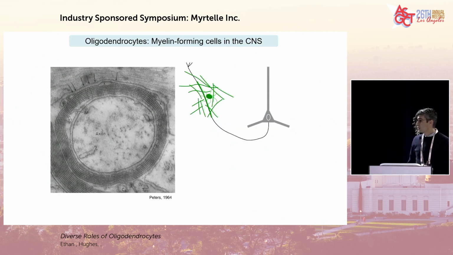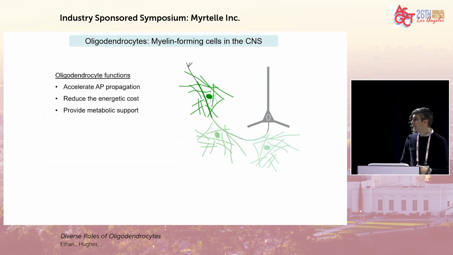Now, as you just heard, oligodendrocytes are the myelinating cell of the central nervous system. They extend multiple processes out into the tissue, where they wrap around neuronal axons, forming this multi-laminate structure of a compact myelin sheath. And so the function of myelination in oligodendrocytes in the healthy CNS is to accelerate action potential propagation, reduce the energetic costs of synaptic transmission, as well as, you heard, provide metabolic support to neuronal axons.